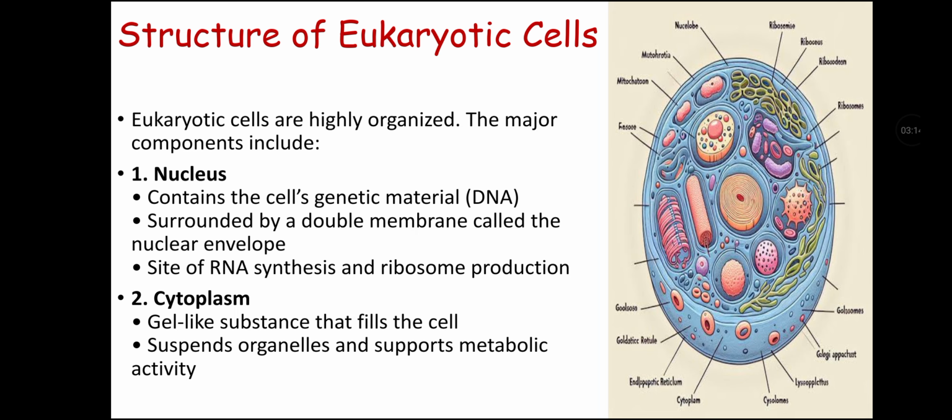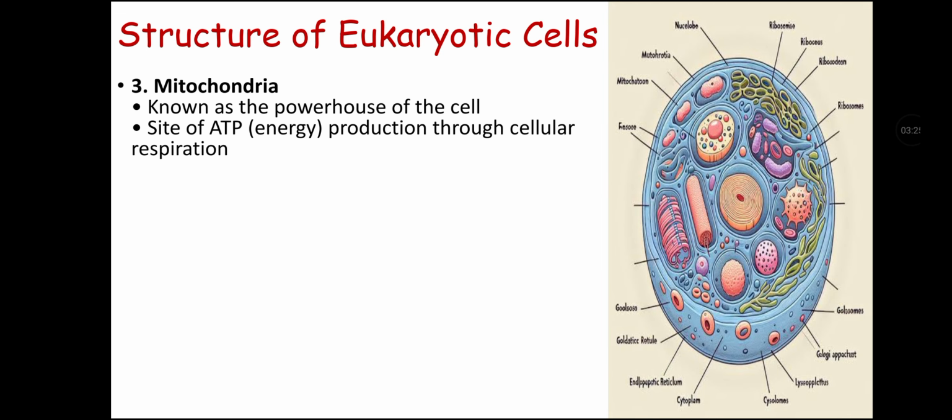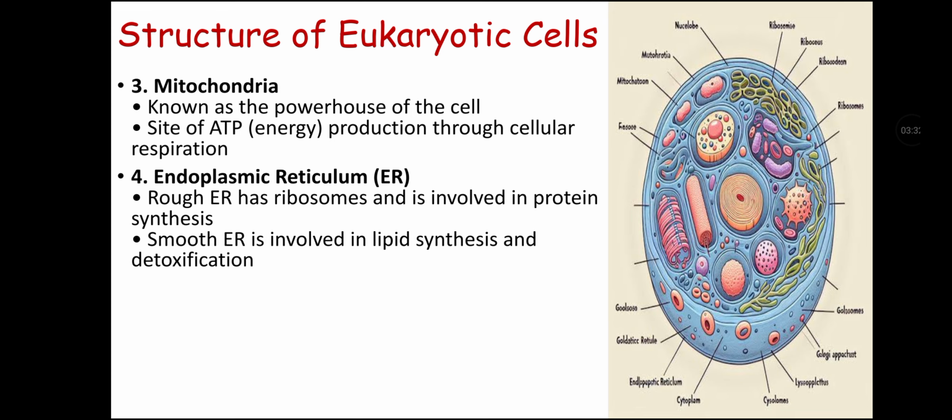Second structural feature of eukaryotic cells is cytoplasm, that is a gel-like substance that fills the cell. It suspends organelles and supports metabolic activity. Third structural feature is mitochondria, that is also known as the powerhouse of the cell. It is the site of ATP production through cellular respiration.